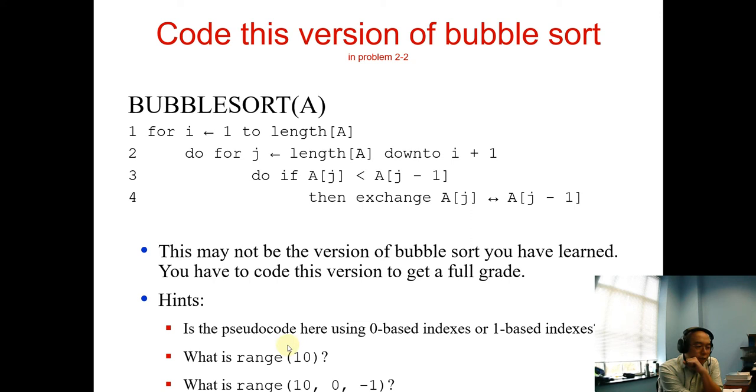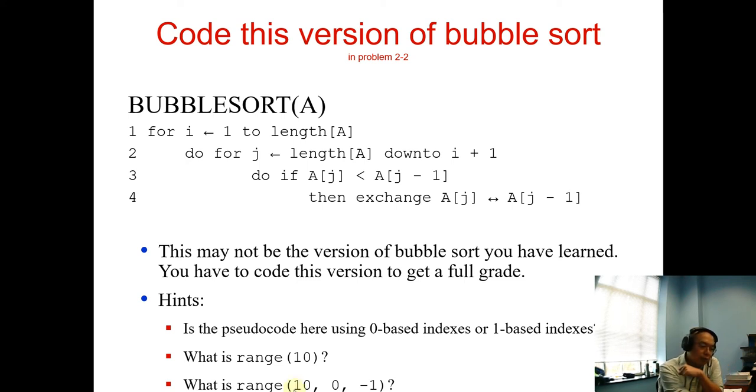Here are some hints. Is this pseudocode using 0-based or 1-based indexes? The answer should be 1-based index. And you are going to use range. If you do range(10), what are the values inside? Think about that. In Python, if you do range(10), the values inside should be from 0 to 9, a total of 10 values, but the value 10 is not inside.